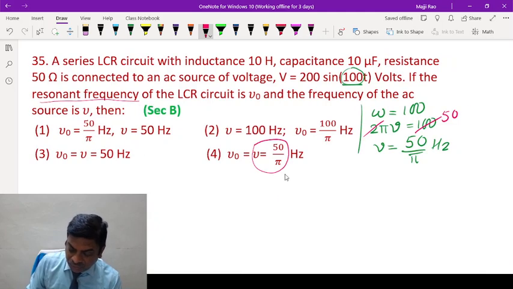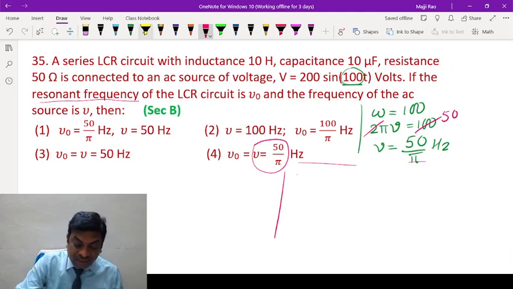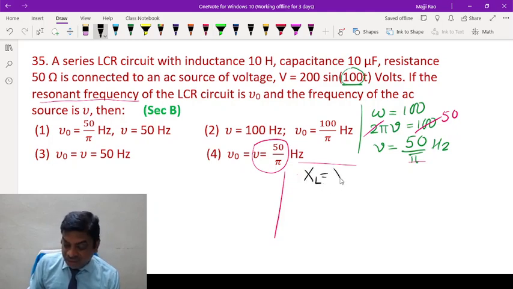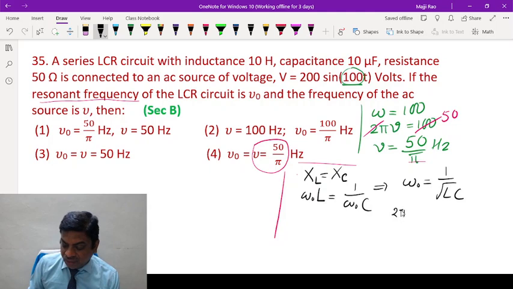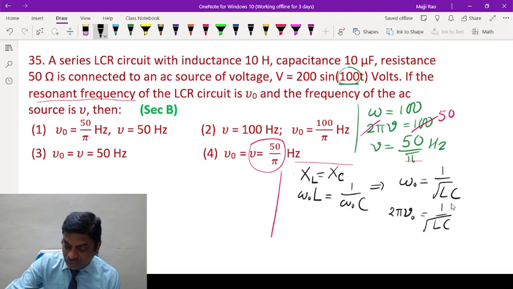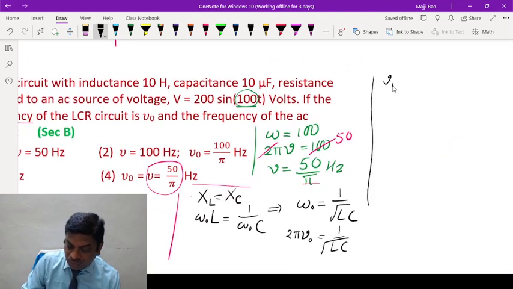So the resonant frequency. We know that in the state of resonance, the net reactance is 0. In other words, the inductive reactance is the same as the capacitive reactance. So the inductive reactance in the state of resonance is this, whereas the capacitive reactance in the state of resonance is this. Accordingly, we have omega naught as 1 by under root LC, and rewriting omega naught as 2 pi nu naught, we can write nu naught as 1 by 2 pi under root LC.